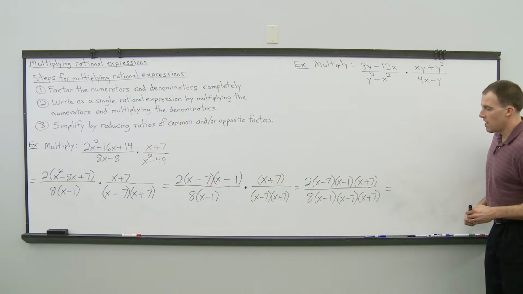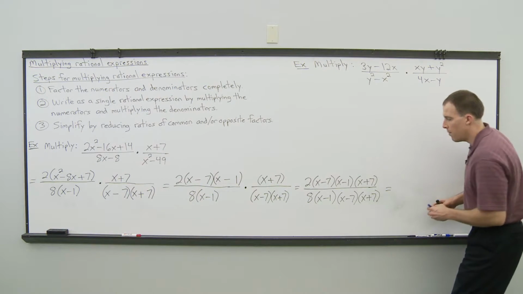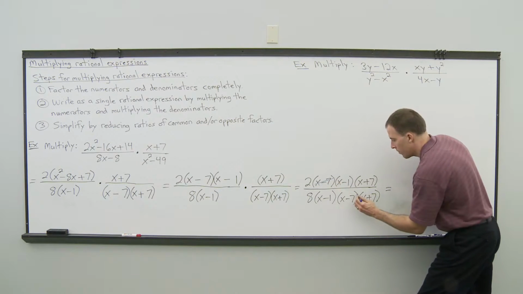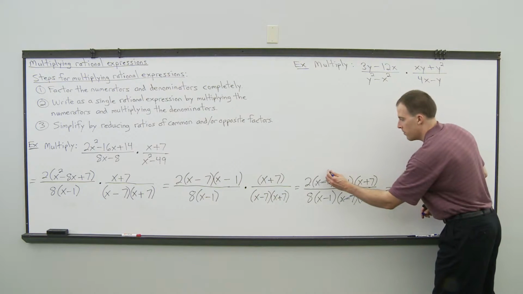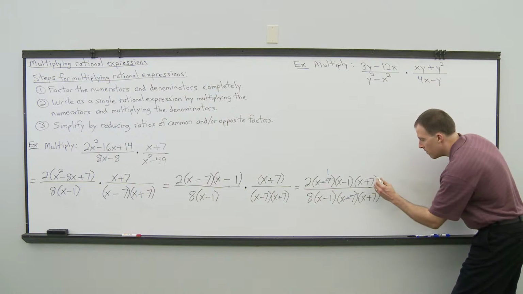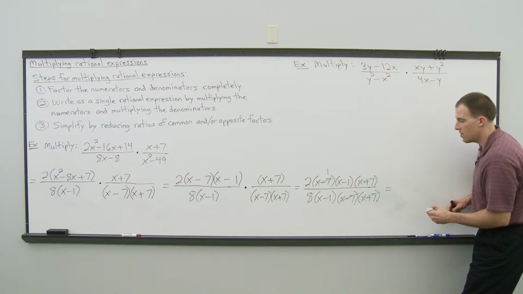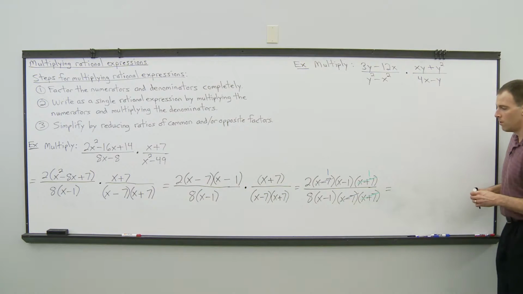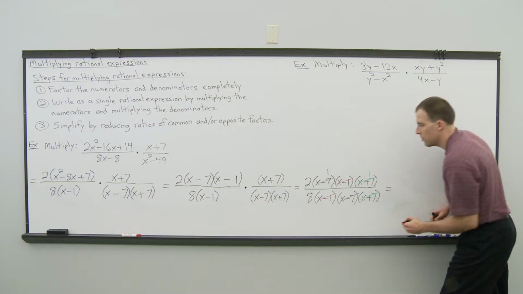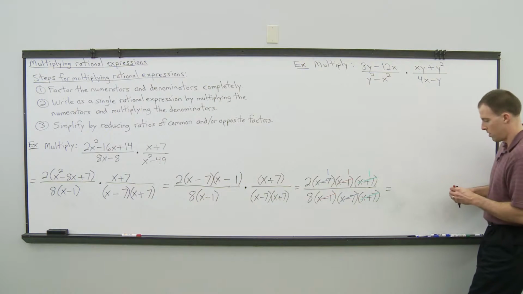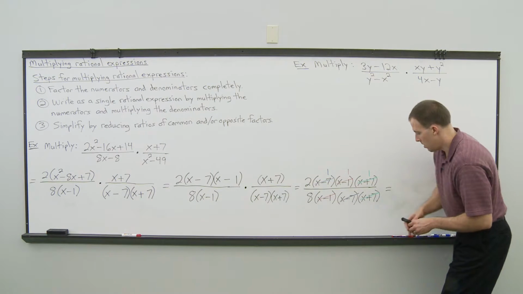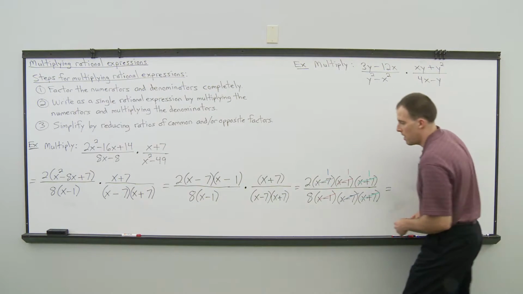The last step is to see if we can reduce it all. I'm looking for common factors or opposite factors. I see a common factor of x − 7 there and there that we can reduce, and x − 7 divided by x − 7 is 1. I also see a common factor of x + 7, so we can divide those, and that's also a 1. Then I see a common factor of x − 1 that we can also reduce, and those divide out to 1 as well. So everything has canceled except for the 2 and the 8, and 2 and 8 are both divisible by 2.